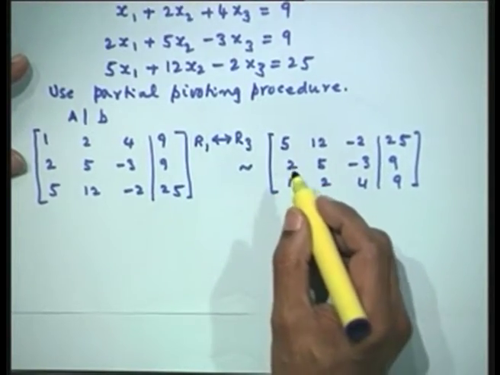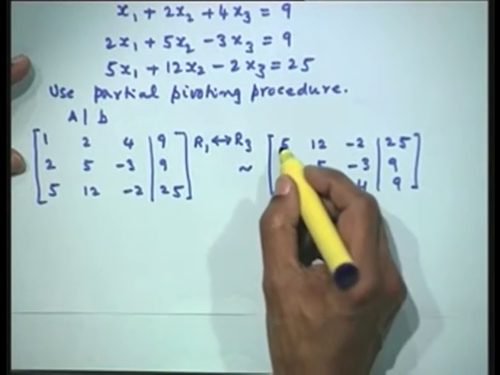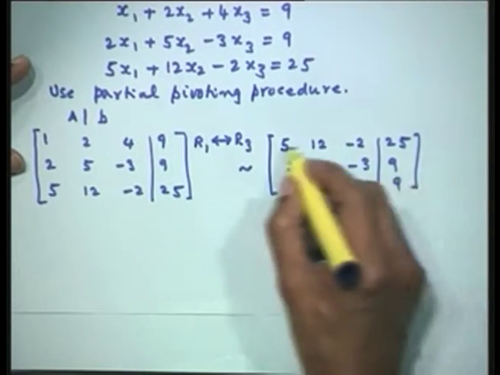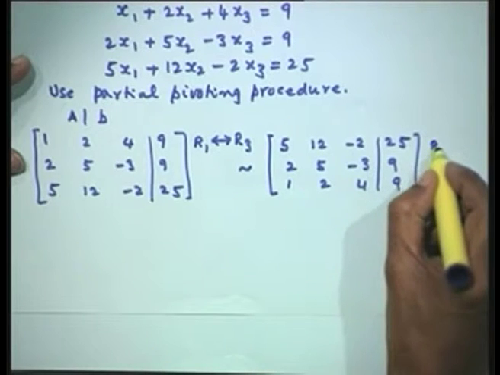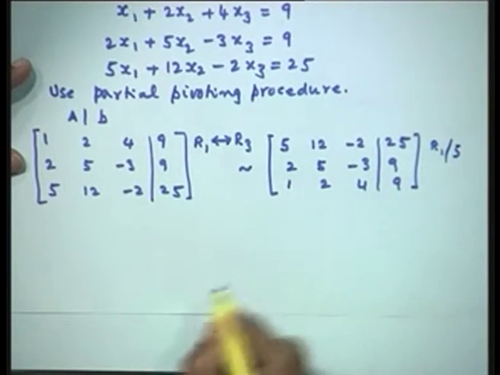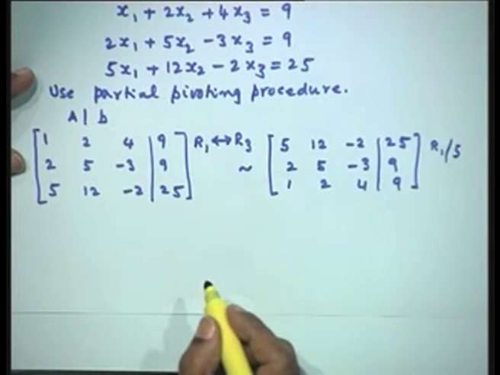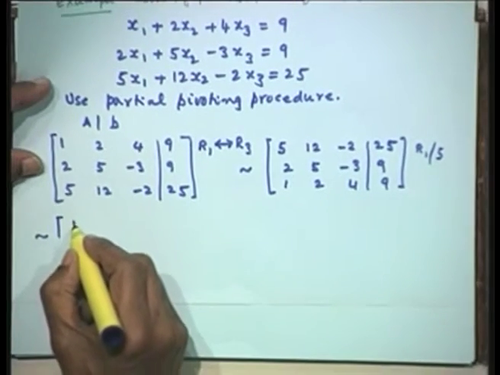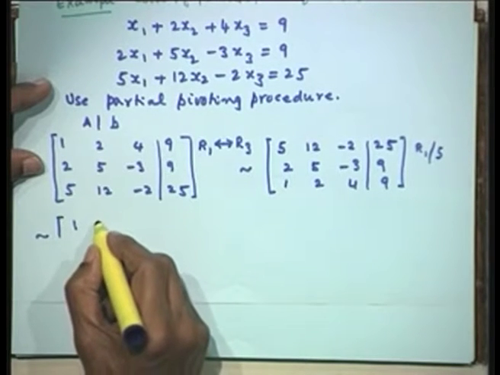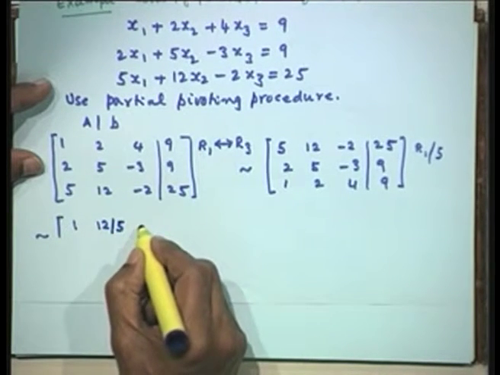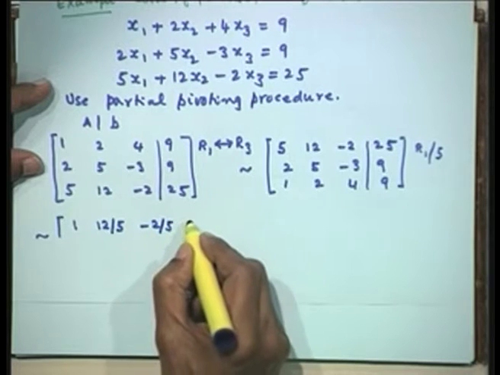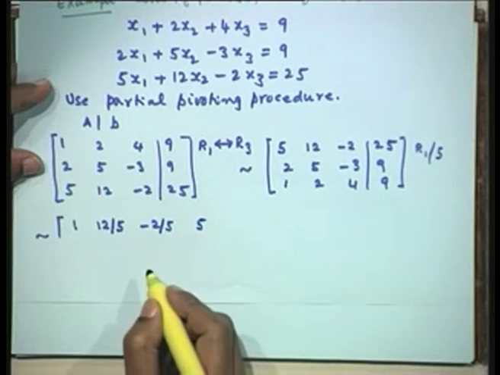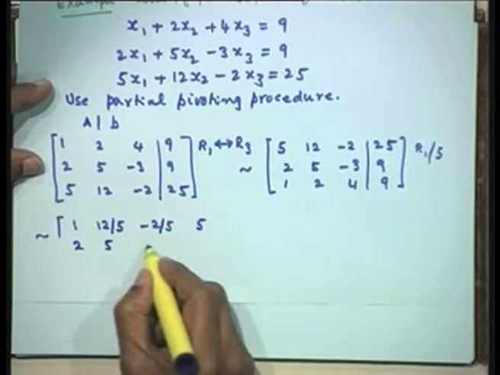Then the next step is, as we have done in the previous example, let us make this element 1. So, I would divide the first row by 5. Then this will be equivalent to, I will have 1 here, I will have 12 by 5, minus 2 by 5, and this is 5, and the other rows stay as they are.